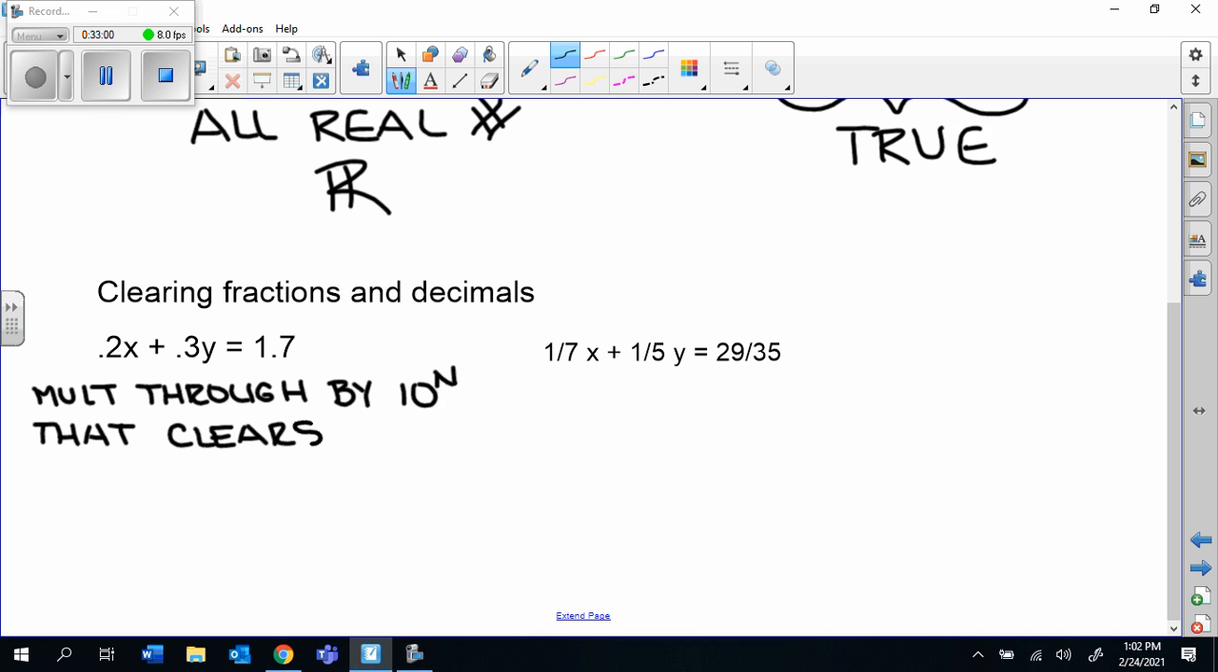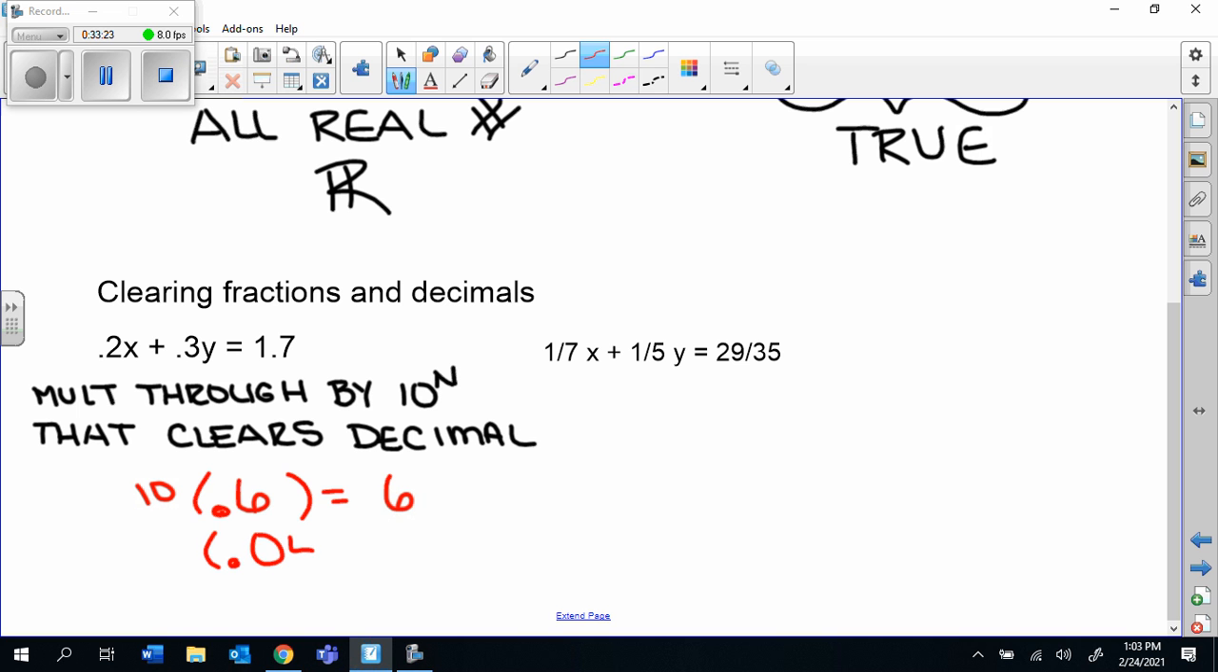Now, that's not going to connect with everybody, so let me explain. And I can kind of babble here because I can erase it really quickly. If you have something like 0.6 and I multiply it by 10, that clears the decimal. It gives you the number 6. If you have a decimal like 0.04, since you have a 2-digit decimal, you need to multiply through by 10 squared, or something that has 2 zeros, so that it clears the decimal.